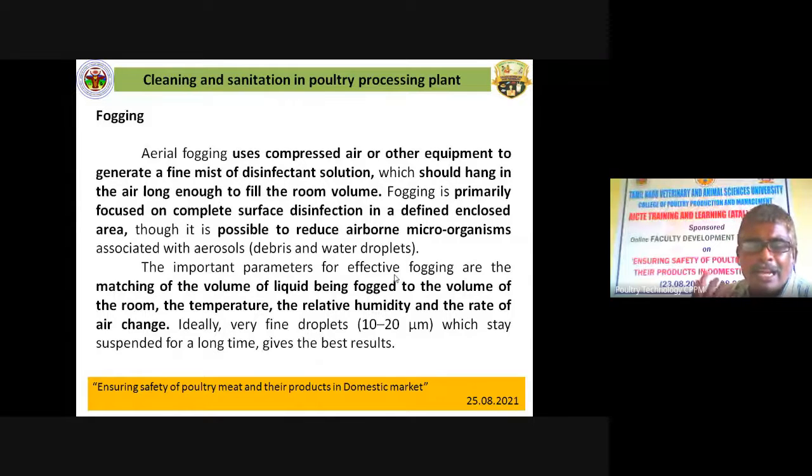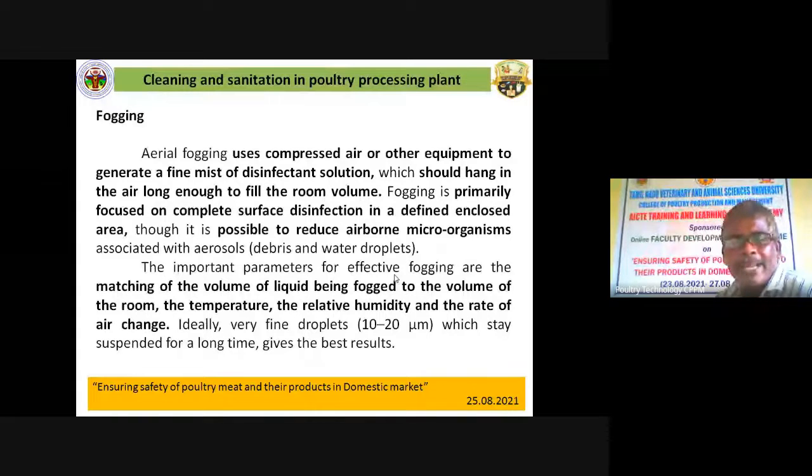Then another way of applying cleaning agents as well as disinfectant is fogging. Presently, some of the hospitals that treat COVID use this method to disinfect the air present in the hospital. These foggers form a mist of disinfectant solution, and this mist will hang in the air. The disadvantage of using fogging is that it can be applied only to a closed area, because in an open area the mist gets dispersed over a large area and cannot ensure efficient cleaning. In a closed area we can use fogging.